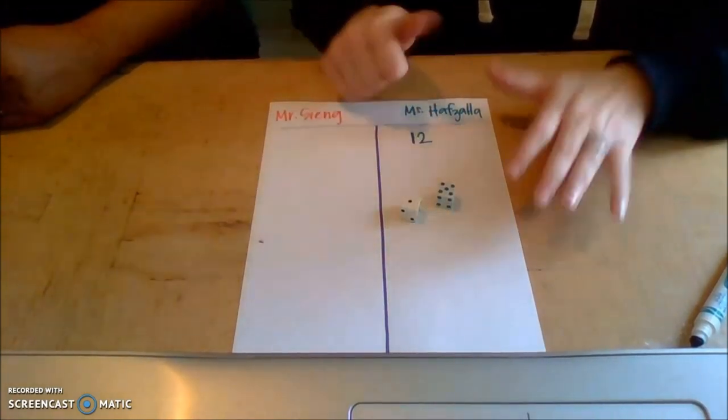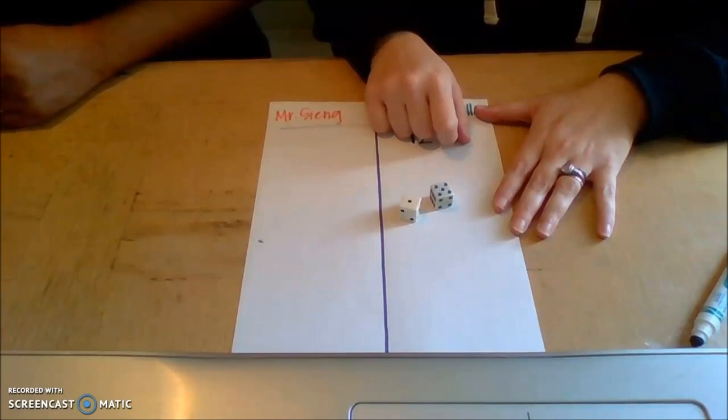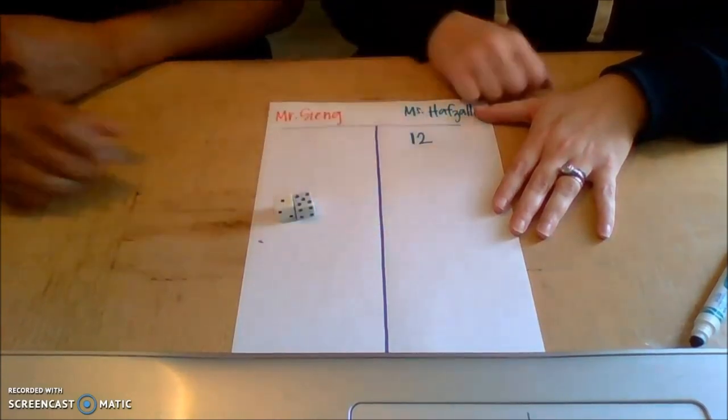1 times 5 is 5. I don't get those points. I don't get the 5, and I definitely don't get the 10 from before. Mr. Singh's turn.